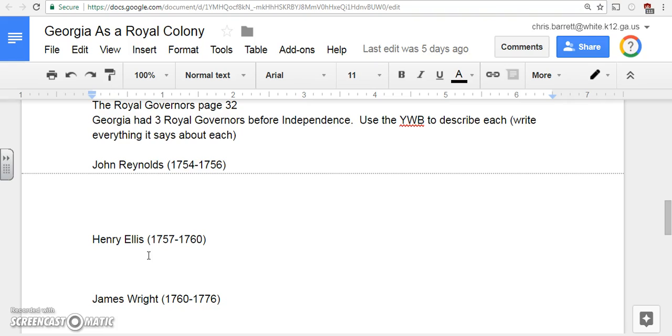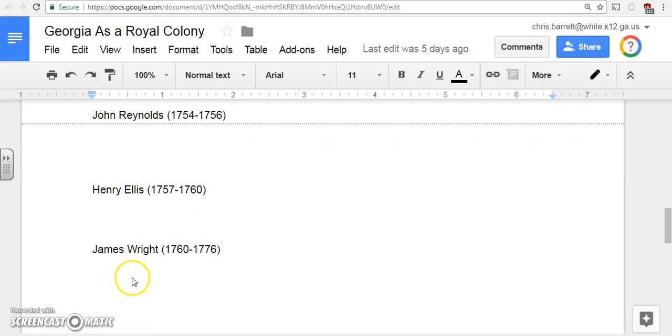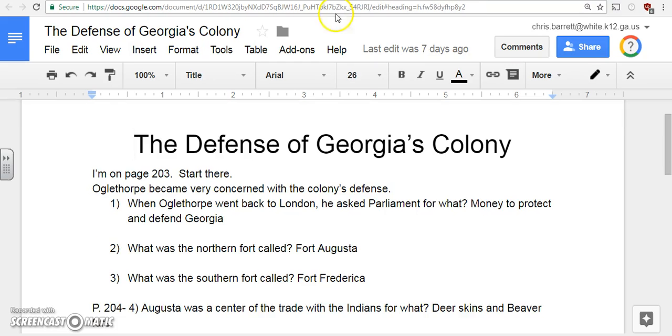And the third royal governor was James Wright. He lasted for 16 years. He was very popular, and so he was the one who helped establish Georgia as the fastest growing colony in all of the colonies. The next thing is the defense of Georgia's colony.